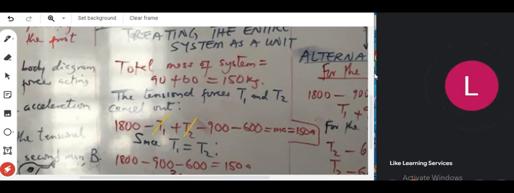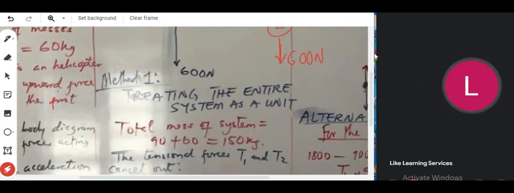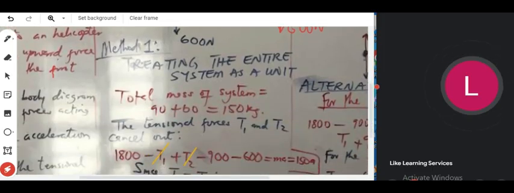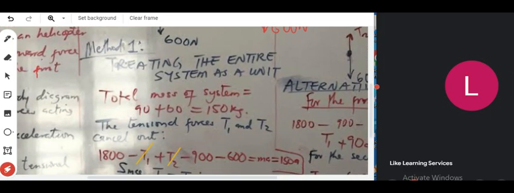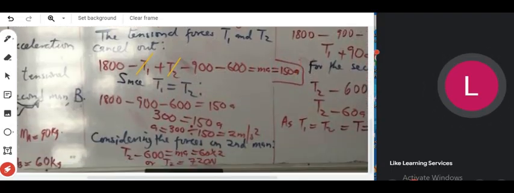Okay, and remember, the total mass of the two objects will be mass of A and mass of B, which is 90 plus 60. That's 150. Okay, that's basically what was done here. 1,800 minus T1 plus T2 minus 900 minus 600 equal to ma. And the total mass is 150, so 150a. And we're able to get a to be 2 meters per second squared and T2 to be 720 Newton.